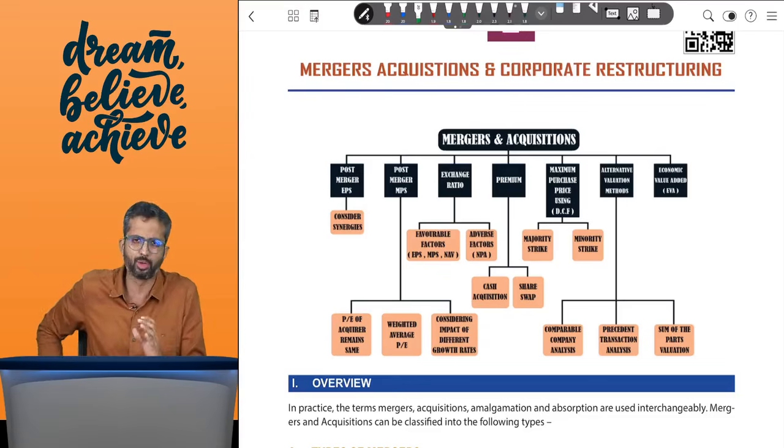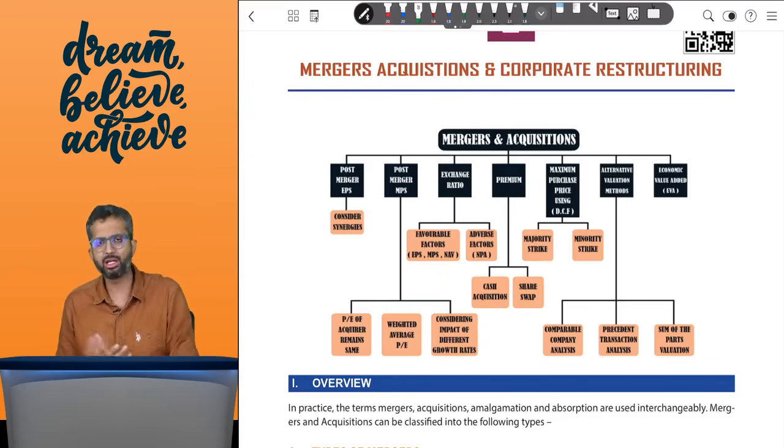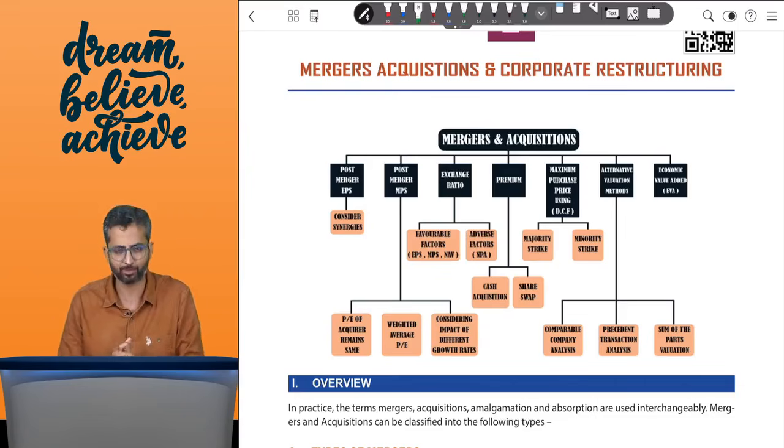Again, the source over here would be your AFM Shield for the theory part, and the sums from your Super 90 file shared on Telegram. So let us get started.